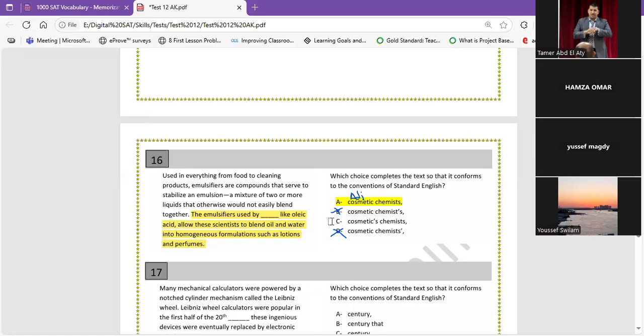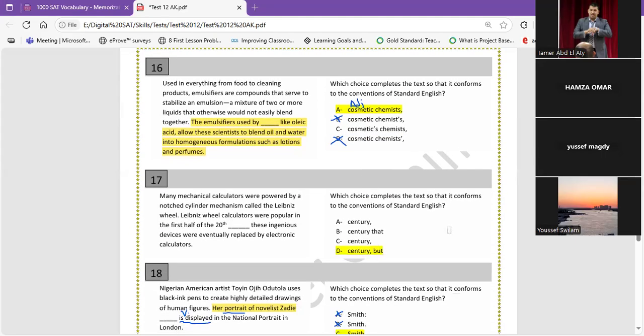Now, here we have cosmetic chemists, and actually all of them talk about domain 4, skill 1: form, sense, and structure. Cosmetic chemist. Do we need an apostrophe or not? Teacher, you know that cosmetic here is an adjective, not a noun. It's an adjective, not a noun. So it's better to be without an apostrophe.